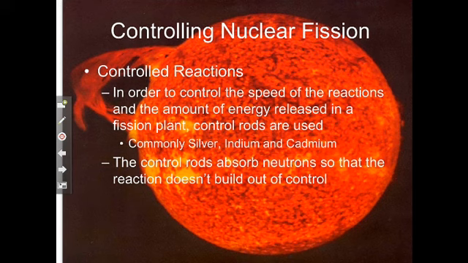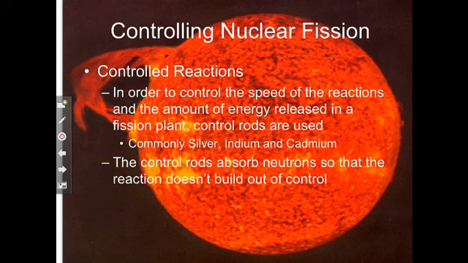In order to control the speed of the reaction, you use what are called control rods. Most commonly, these are materials like silver, indium, and cadmium that have the ability to absorb free neutrons. And so what happens is, as the reaction occurs and multiple neutrons are emitted, a number of them are absorbed by these control rods, which allows the reaction to remain controlled. So instead of an exponential growth of reactions occurring, it occurs at a steady rate.